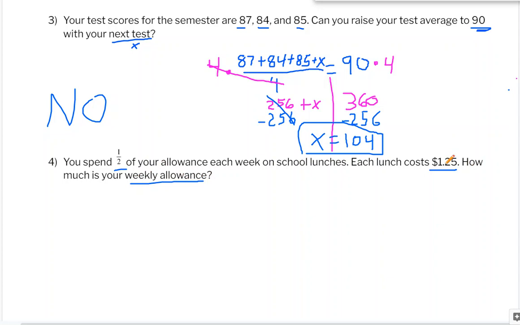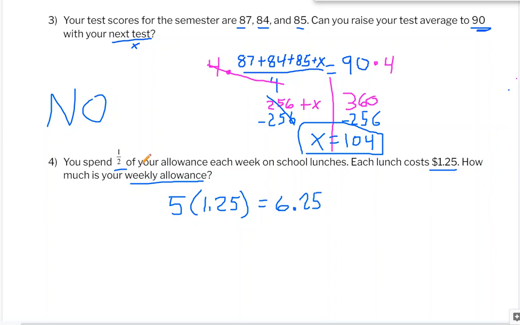So if each lunch costs $1.25, how many school days are in a week? Well, there's 5 school days, right? So I know I have to do 5 times this 1.25 because I'm looking for my weekly allowance, right? So I'm going to have to do 5 times, I'm going to put in parentheses, $1.25. I need to figure out what that is first. So 5 times $1.25 would be $6.25. All right. So for the week, you spend $6.25.